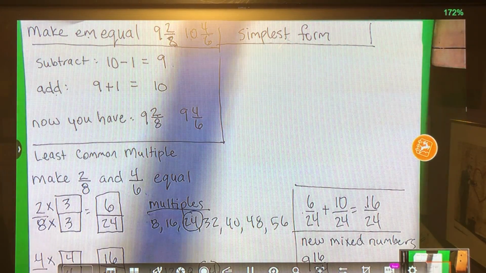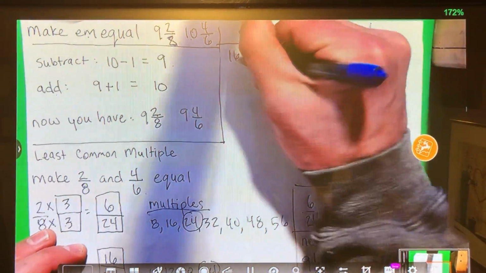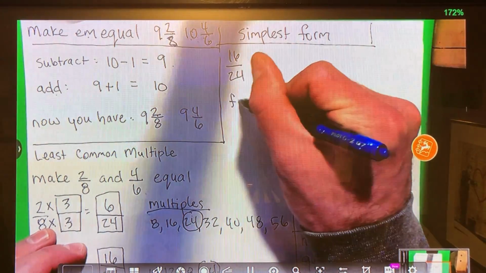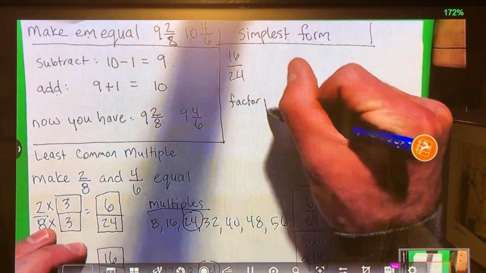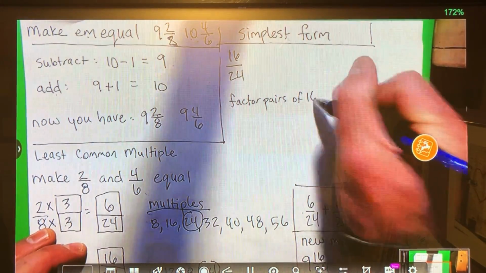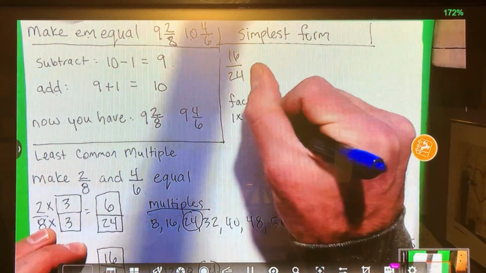We have 16 24ths. Okay? Factor pairs. What are your factor pairs of 16? You have, obviously, 1 and 16.